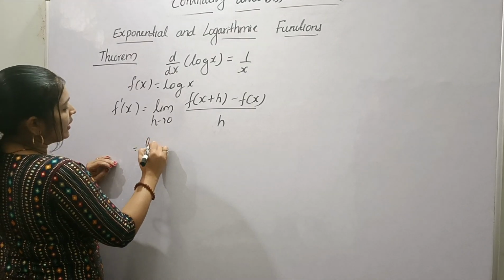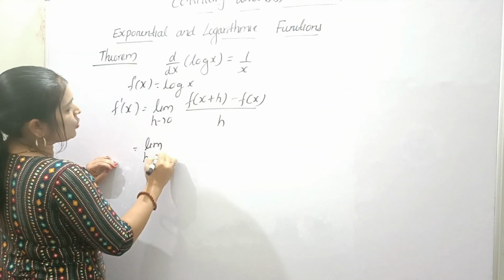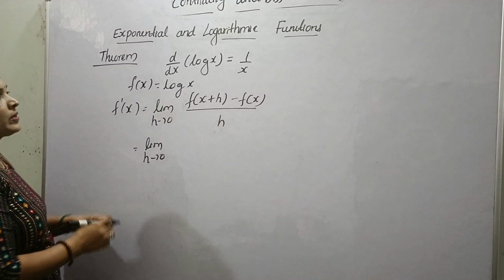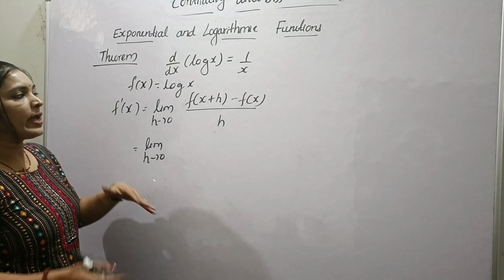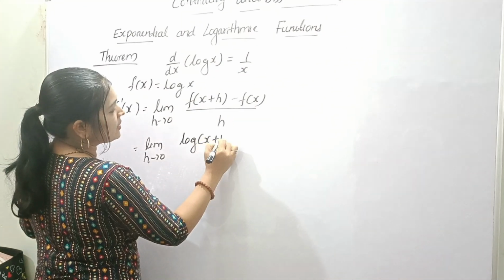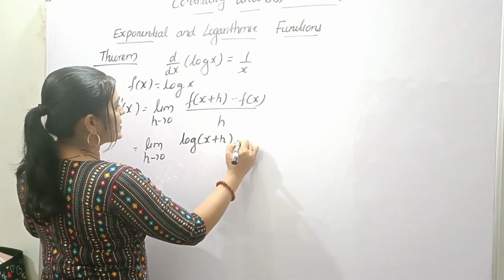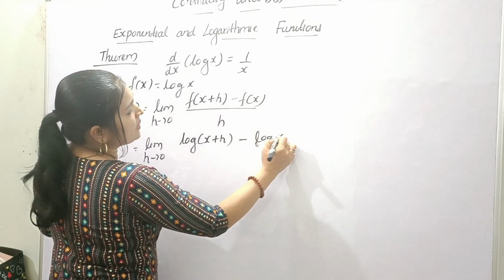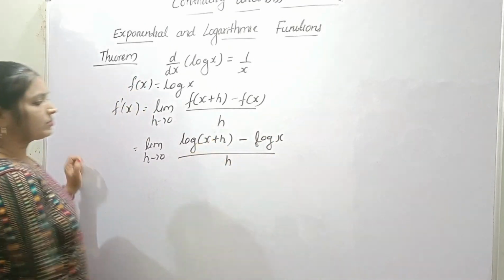That is equal to limit h tends to 0. What is f of x plus h? F of x is log x, so f of x plus h is log of x plus h, minus, what is f of x? Log x, divided by h.